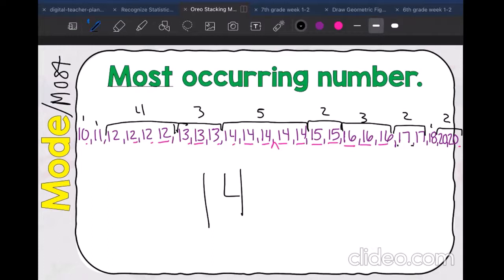Okay, what do we think? Mode's probably our favorite, right? Yeah. Yes, quickly.